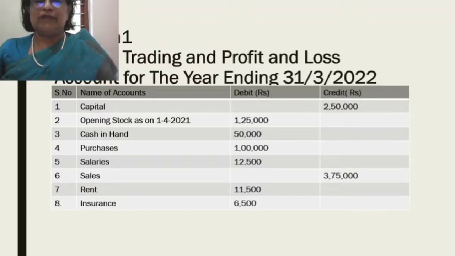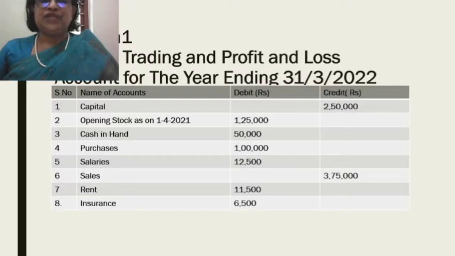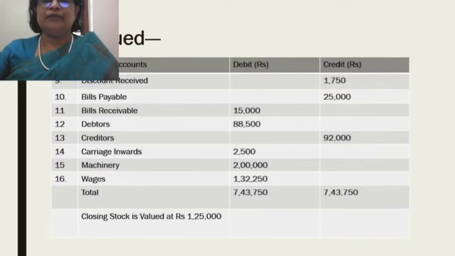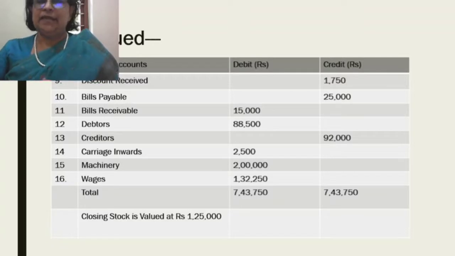First is capital 2,50,000. That's a credit balance. Opening stock as on 1/4/2021 1,25,000. Cash in hand 50,000. Purchases 1 lakh. Salaries 12,500. Sales 3,75,000. That's a credit balance. Rent 11,500. Insurance 6,500. Discount received, it's a credit balance, 1,750. If it was discount paid, it will be a debit balance. So bills payable 25,000, bills receivable 15,000, debtors 88,500, creditors 92,000.